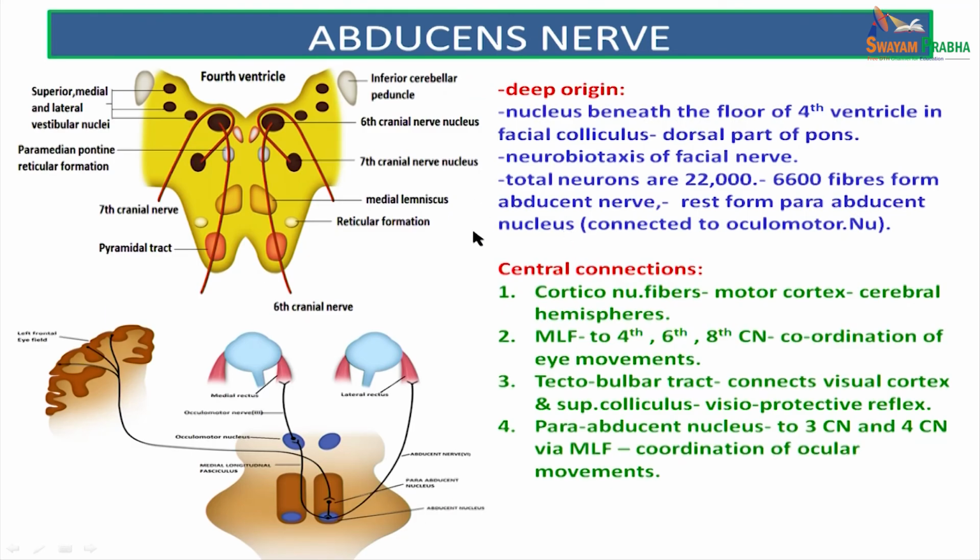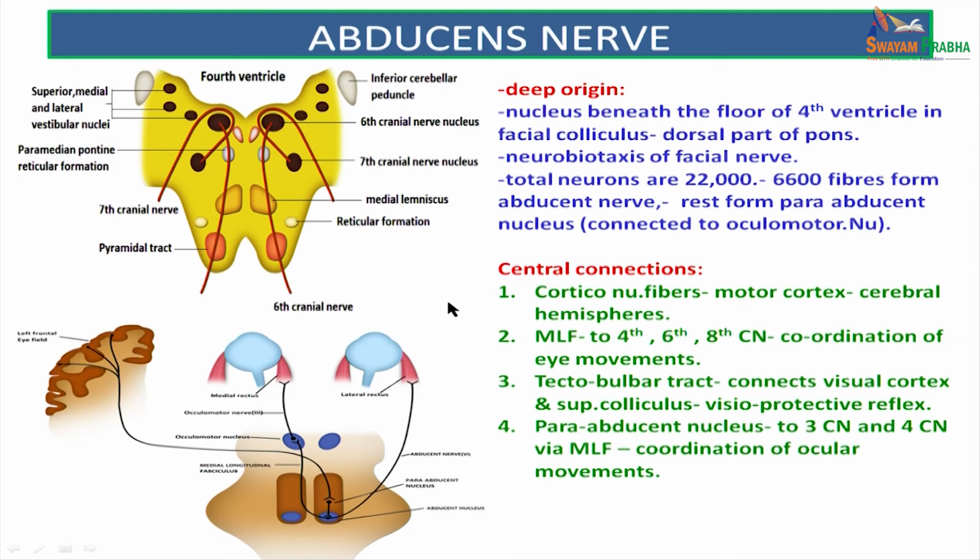The deep origin of the nerve. The nucleus of the abducens nerve is beneath the floor of the fourth ventricle and beneath the facial colliculus, which is formed by the internal genu of the seventh cranial nerve fibers, which wind round the nucleus of the abducens nerve. So, the placement of the abducent nucleus is in the floor of the fourth ventricle beneath the facial colliculus.